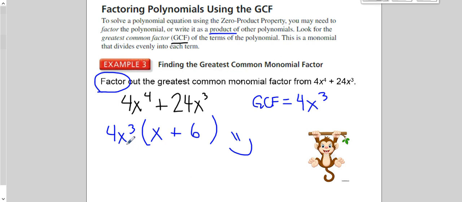To check it, think about multiplication. 4x cubed times another x gives us 4x to the 4th. 4x cubed times 6 gives us 24x cubed. So you can check factoring by multiplying. And that's example 3. You hanging in there? I hope so.